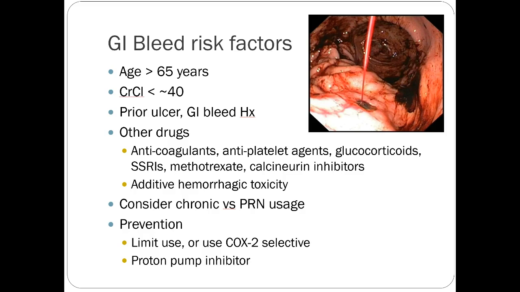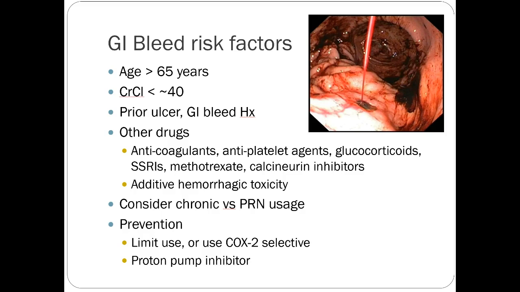Prevention. Limit use overall. That's the first step. If you can't do that, the COX-2 selective one, which would be celecoxib, would be your preferred agent. It doesn't have the COX-1 inhibition, so therefore you get less GI risk with it. Or you give it with a proton pump inhibitor. Usually if somebody's on chronic NSAID therapy, they should probably be on a PPI as well.